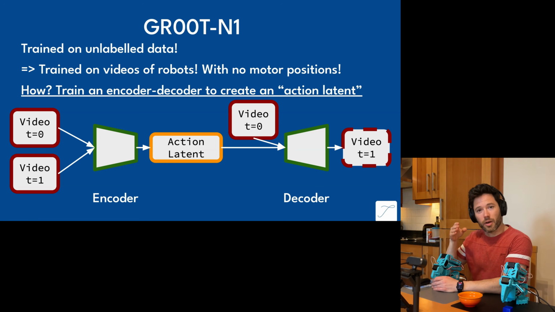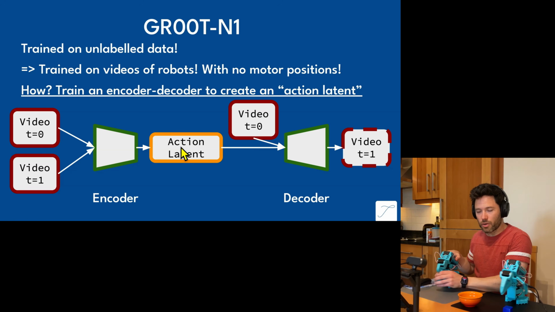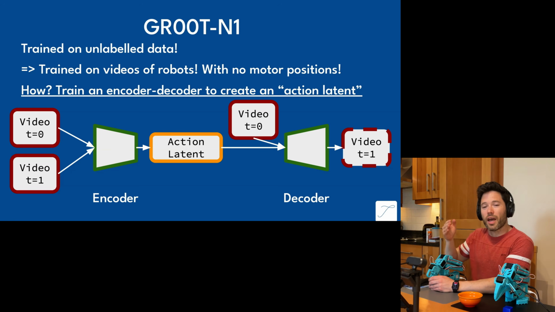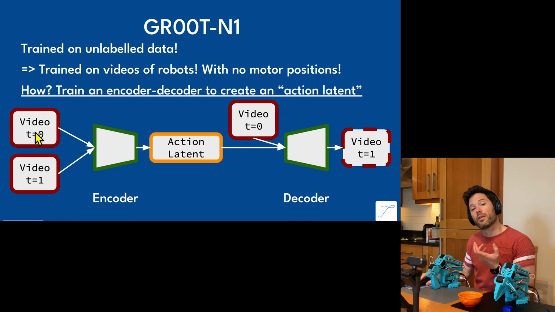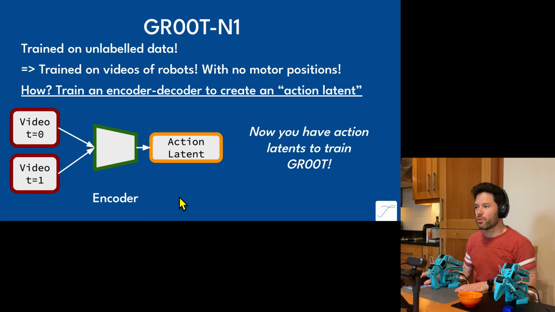And if that's possible and accurate, it means we now have a description in latent space, in abstract space, of this movement from position 0 to position 1. And if we have that, the latent description, and we have the videos as inputs, what we can do is we can train our GR00T model on these videos, and we can back propagate using this action latent as a label. And that's exactly what GR00T does.